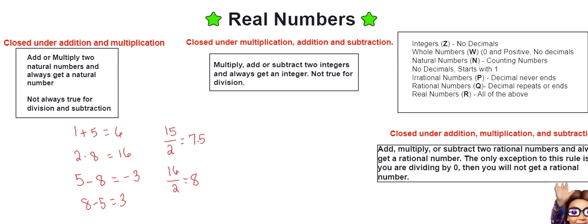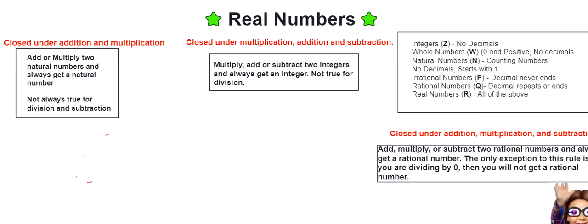Now, I'm going to erase this because I want to make more room for the next one. So closed means it has to work no matter what. If you can make it not work, it's not closed under that operation. All right, here we go with the next one. The next one says, closed under multiplication, addition, and subtraction. And we're talking about integers.